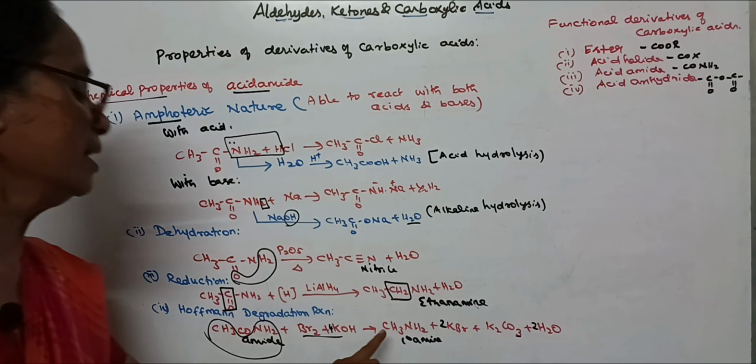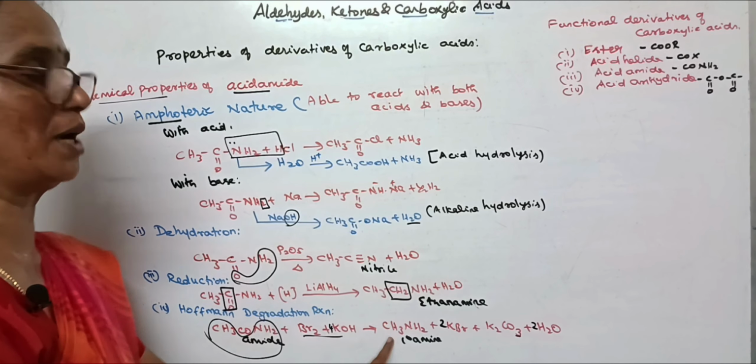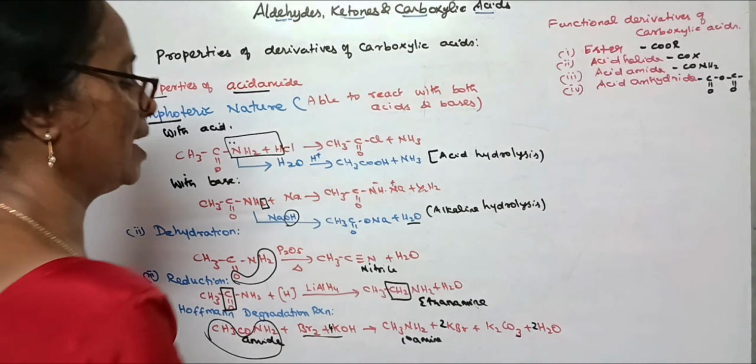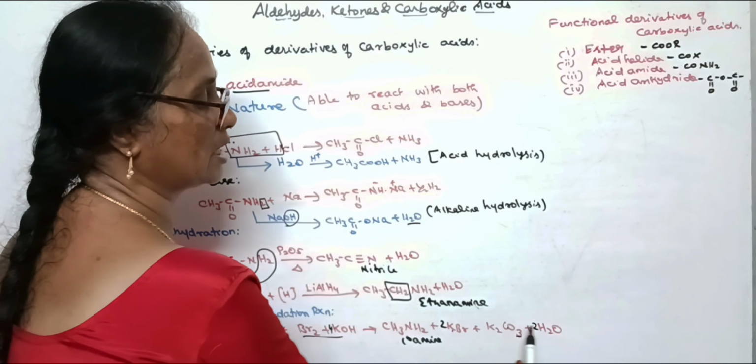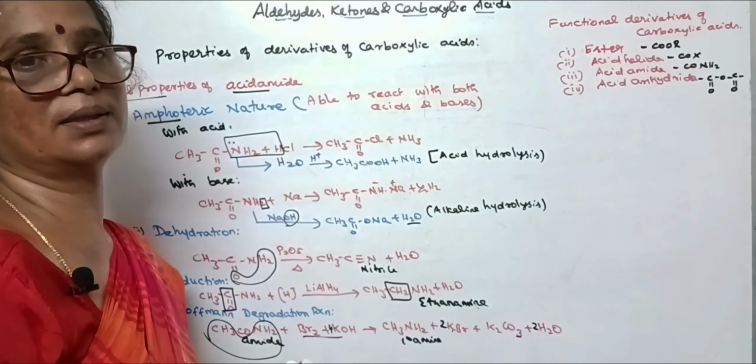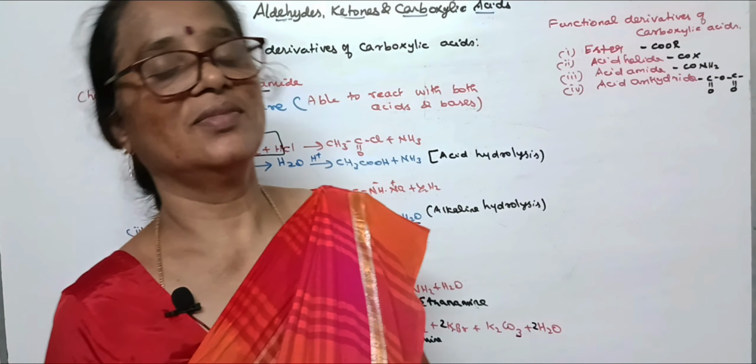Now you may find the amide is converted into amine. CH3NH2 is formed. In addition to the formation of the primary amine, the rest of the byproducts are potassium bromide, potassium carbonate and water. Okay students, that's all.